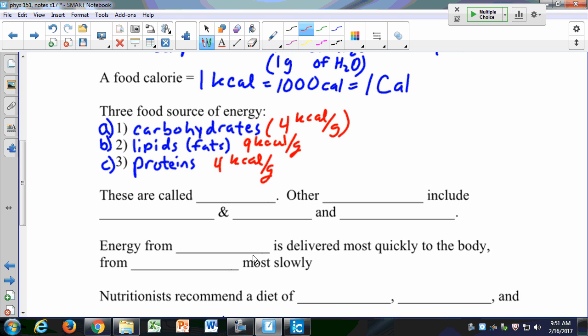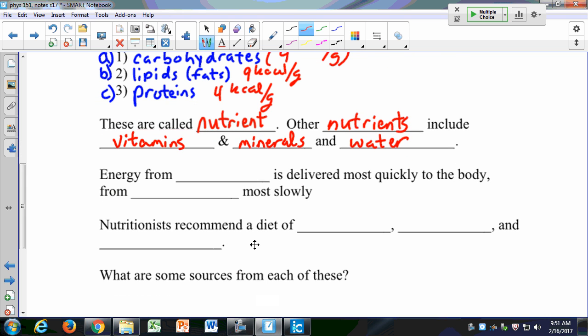These are called nutrients. Collectively, other nutrients include vitamins and minerals and water. But they provide nutrition to our body. All right. Energy from carbs is delivered most quickly to the body. You know which is delivered most slowly, the lipids or the proteins? Which one do you know? Amber, you know? Lipids is right. That's right. And lipids is delivered the most slowly.